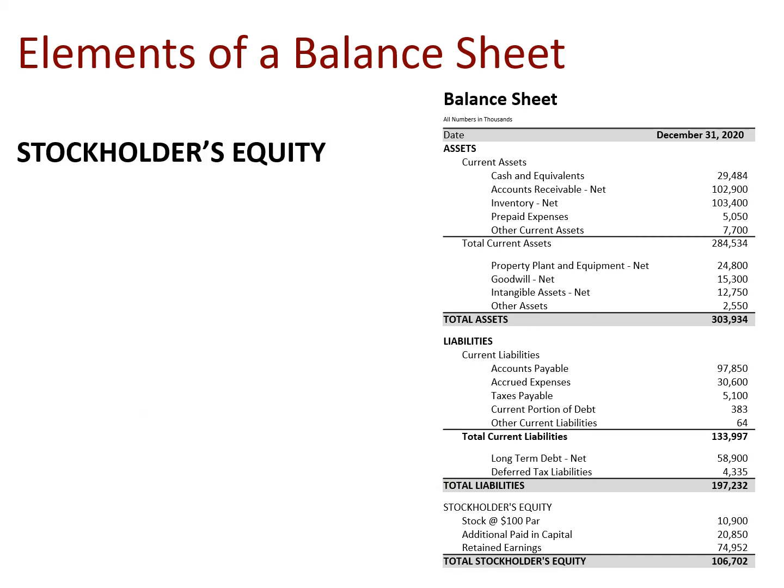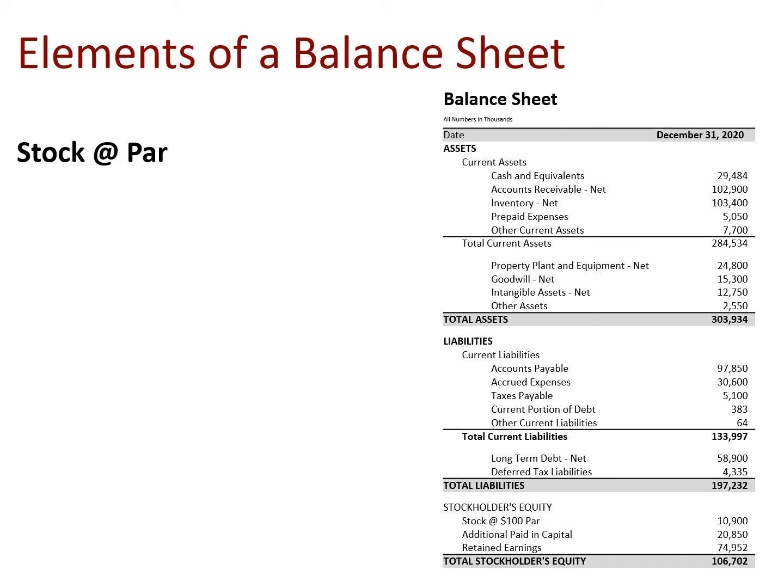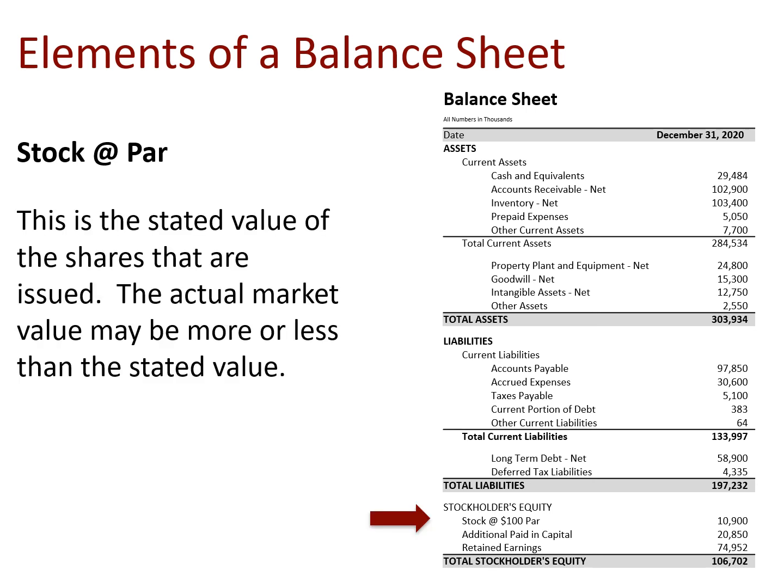Stockholders' equity represents the book value of the owner's portion of the company. Stock at par, or stock at par value. This is the stated value of the shares that are issued. The actual market value, i.e. what they're selling for, may be more or less than the stated value. Here the stated value is $100 per share. The shares could be selling for more or less than $100, but on the books the par value of them is listed at $100.